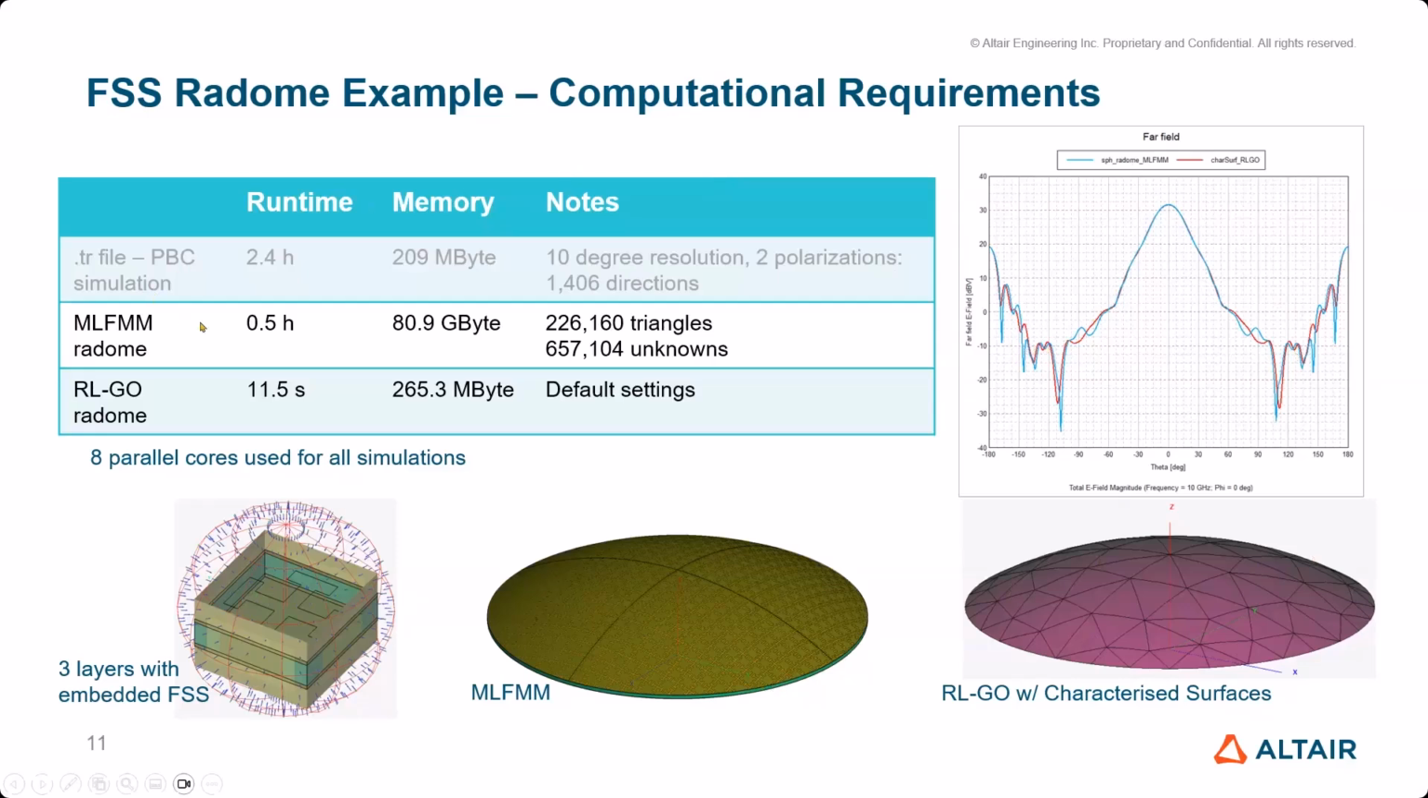Looking at the memory and runtime, MLFMM needs 81 gigabytes of memory and half an hour of runtime, compared with 11.5 seconds of runtime for RLGO. And looking at these numbers, I guess that these differences at some angles are acceptable.